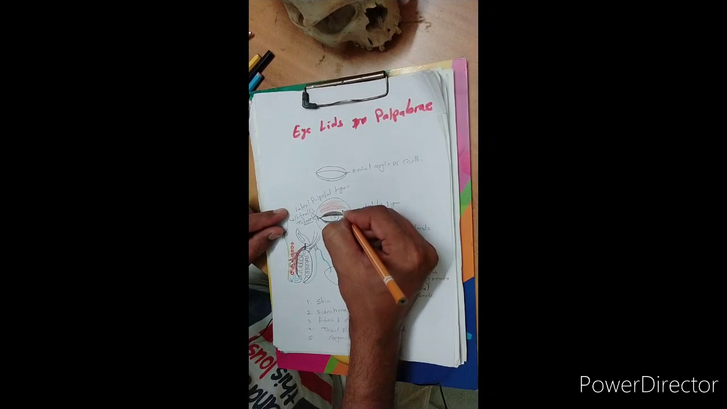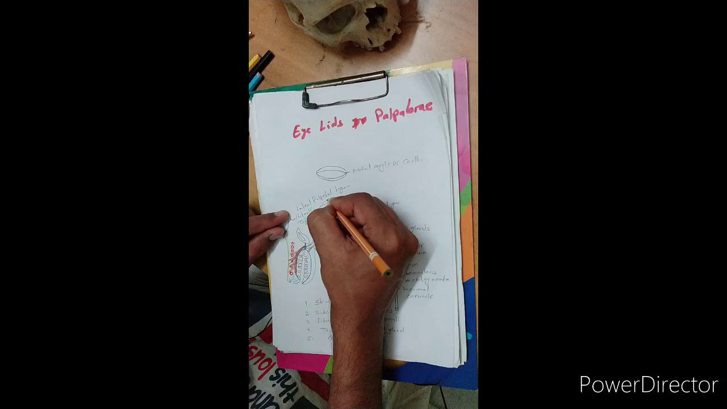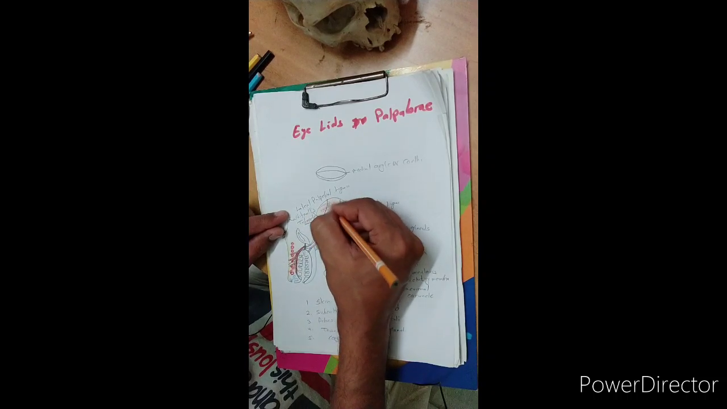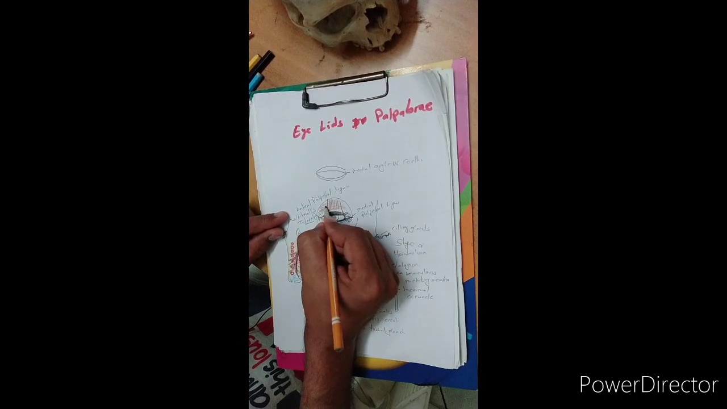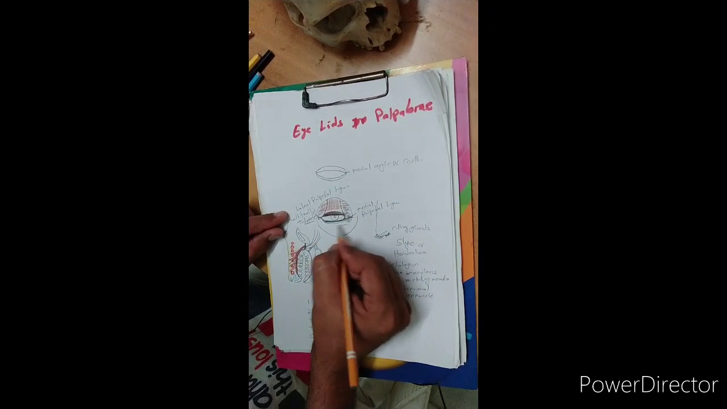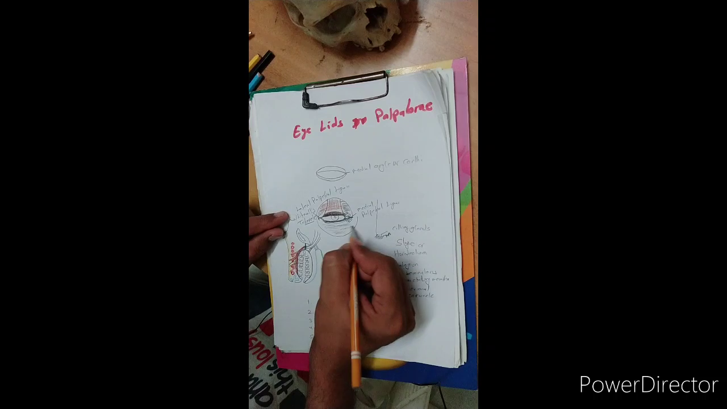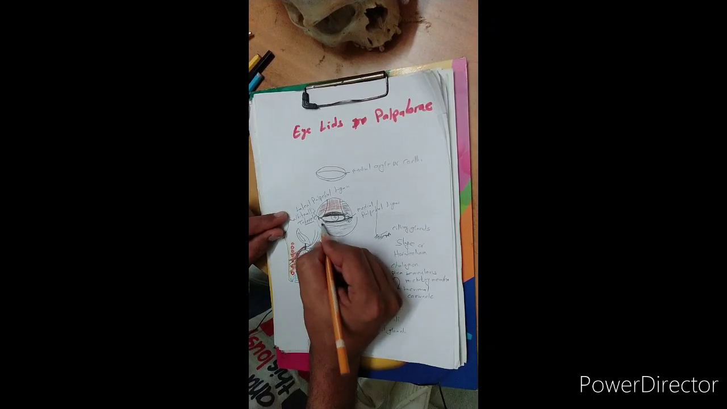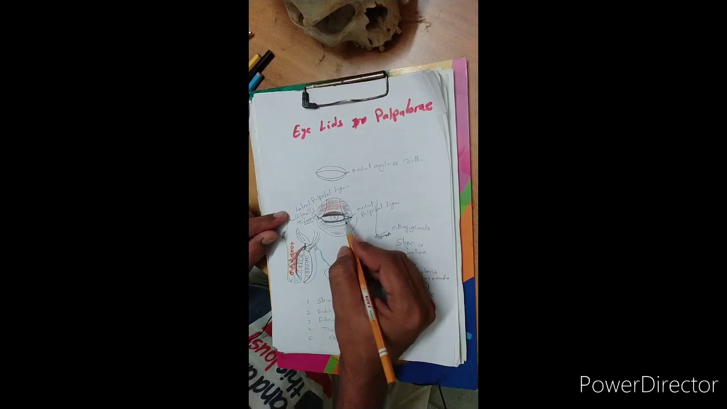So this is the orbital septum. Sorry, this is the levator palpebrae superioris muscle, and this is here. This is the orbital septum here. This tarsal plate continues laterally with the orbital septum here, and it continues with the periosteum of the orbit here. Okay, it is continuous.